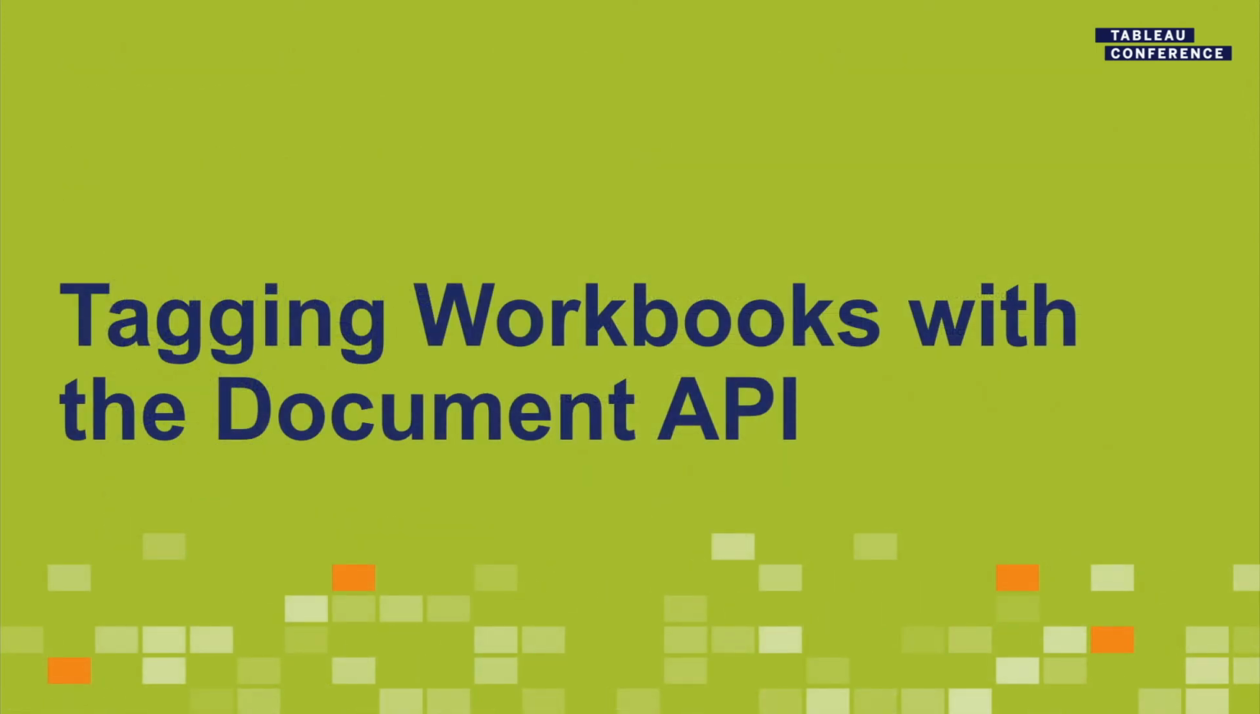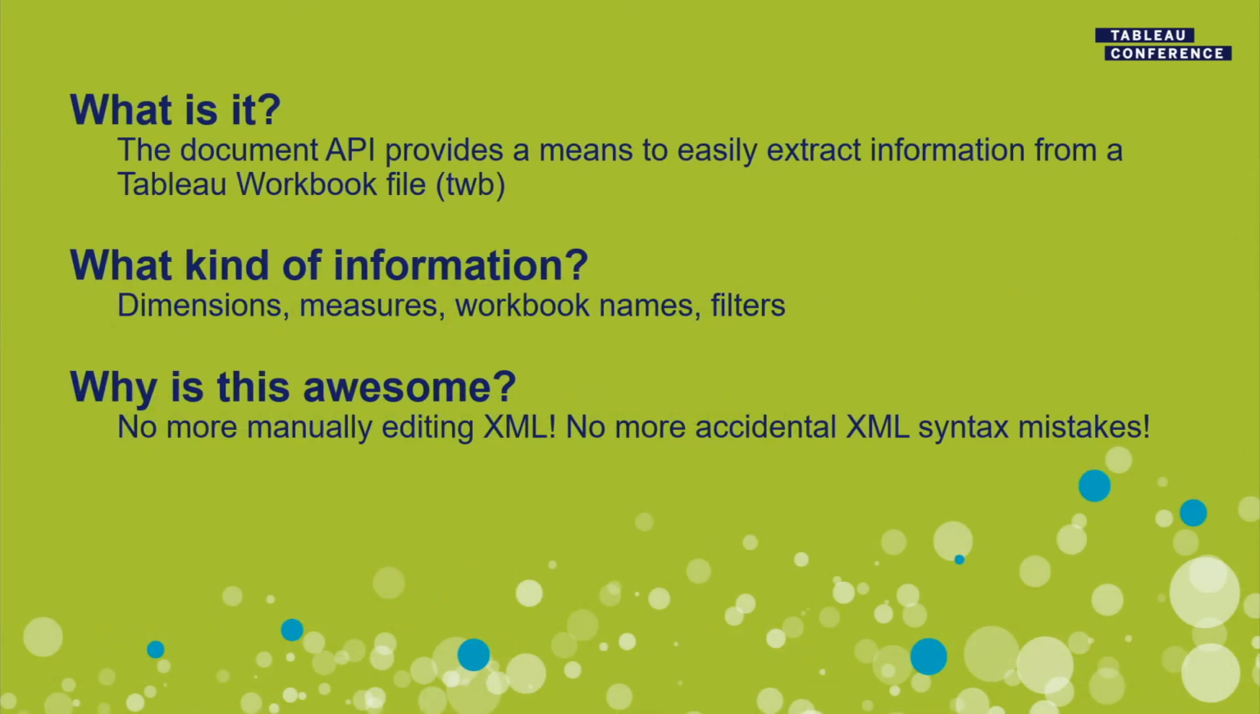So at the start of the talk, I mentioned: what if the calculated field for revenue changes and you want to update all of the workbooks or notify the owner of those workbooks that that calculated field has changed? We're going to be using the document API along with the Tableau server client. So the document API, what is it? It provides a means to extract information from our TWB files. So we can get things like dimensions, measures, workbooks, views, and fields.